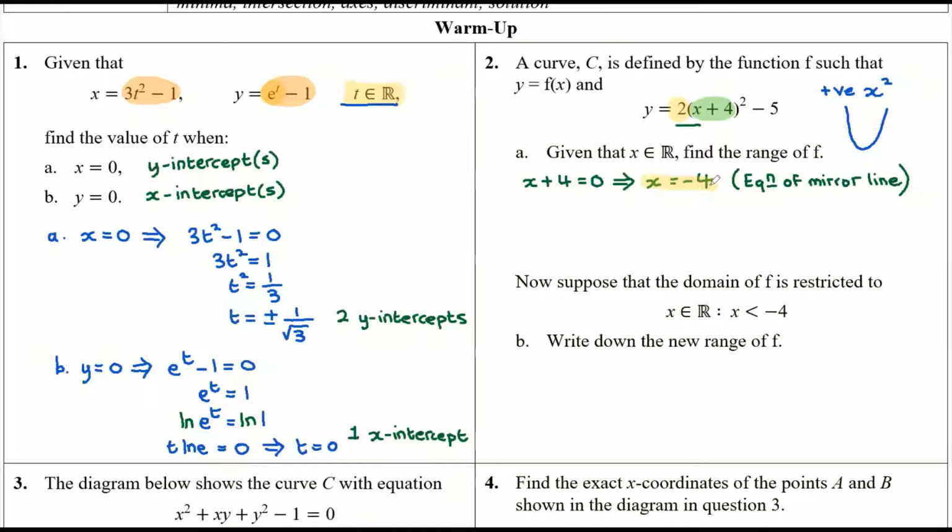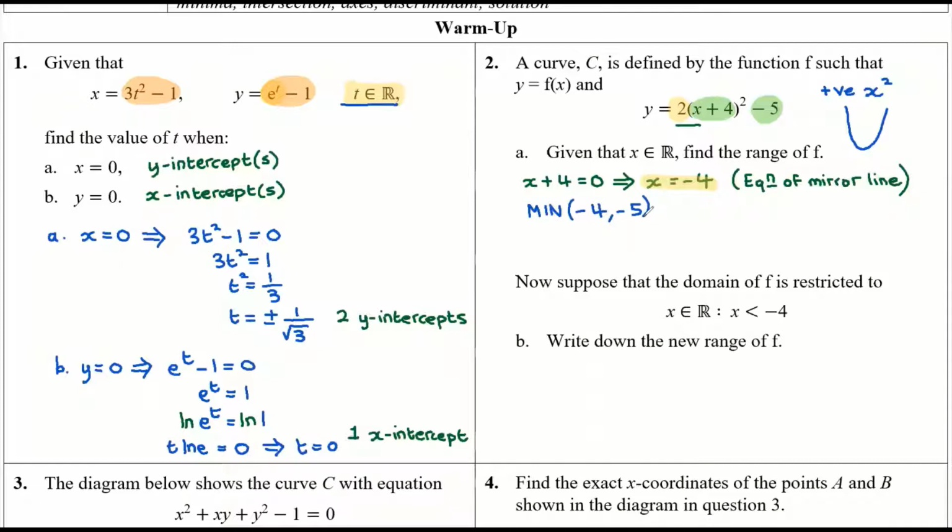So we know from just looking at it, we've got the +4 there and the -5 there, we know that there is a minimum, which I'll just write down at the coordinates -4, -5. Okay. Now, how does that help us find the range?